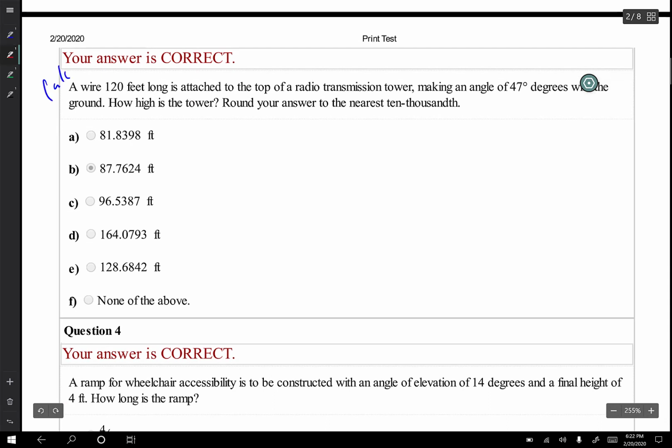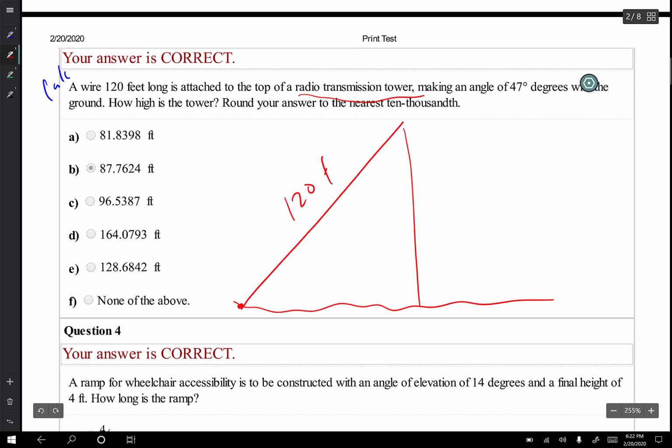A wire 120 feet long is attached to the top of a radio transmission tower. So these radio transmission towers are super tall. And it's 120 feet long. So here's the ground. So 120. That's going to have to be a right angle there. Making an angle of 47 degrees with the ground. How high is the tower? Round your answer to the nearest ten thousandth.